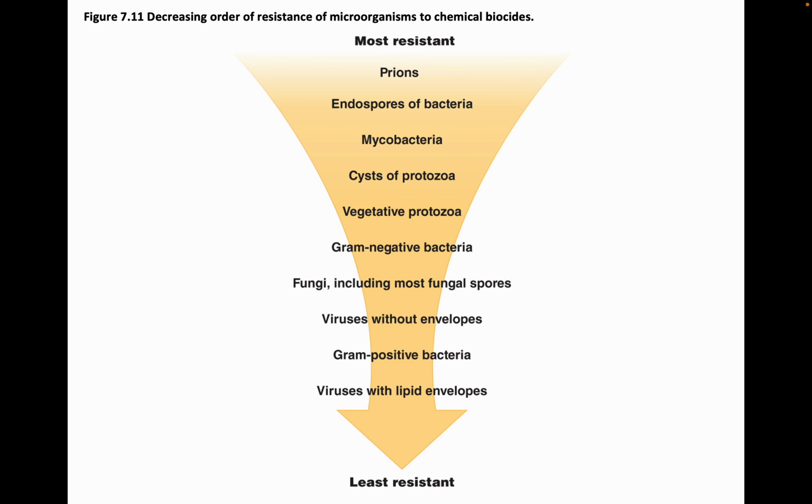All right, so this figure shows the decreasing order of resistance of microorganisms to chemical biocides. The most resistant microbes are prions, those infectious proteins. They're not living. The next most resistant are endospores of bacteria. Under that are mycobacteria, cysts of protozoa, vegetative protozoa, gram-negative bacteria, fungi, including most fungal spores, viruses without envelopes, gram-positive bacteria, and viruses with lipid envelopes are the least resistant to chemical biocides.